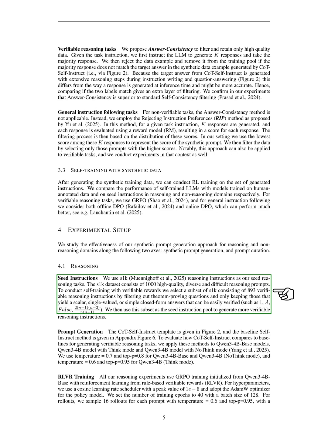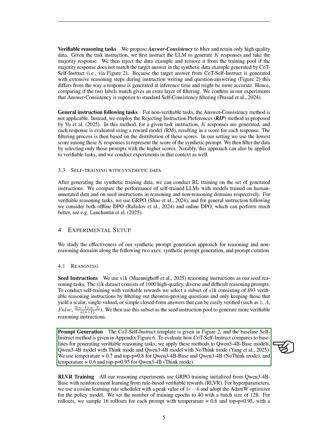For our seed instructions, we use a set of 1,000 diverse and challenging reasoning tasks known as S1K. From this dataset, we filter out theorem-proving questions to keep 893 verifiable reasoning instructions that yield simple, easily verifiable answers, such as single numbers or straightforward expressions. This filtered set serves as our seed pool for generating additional verifiable reasoning tasks.